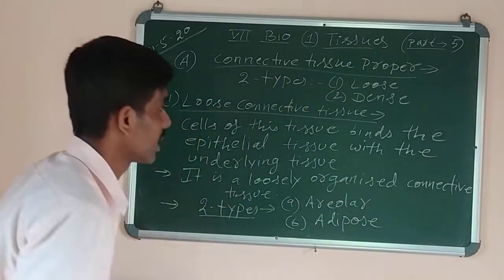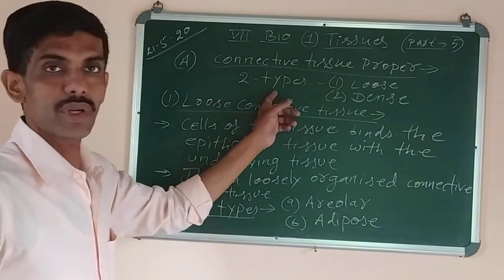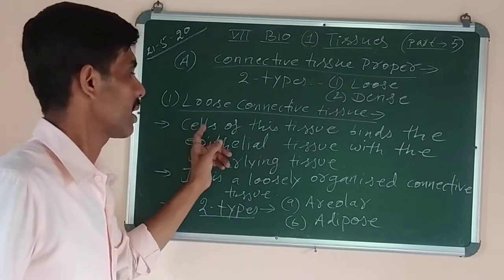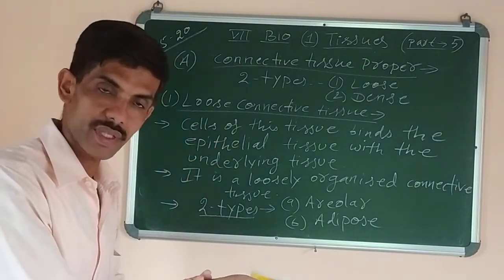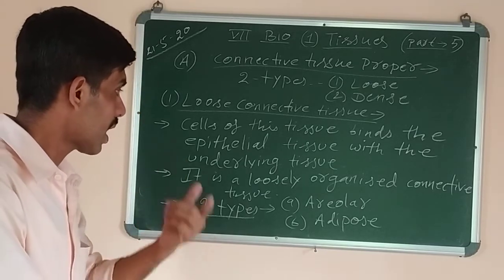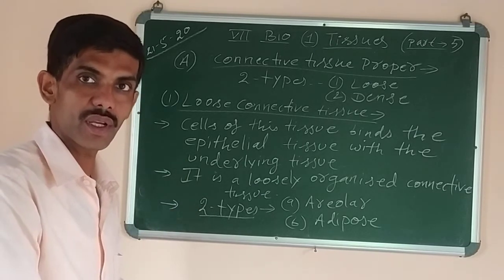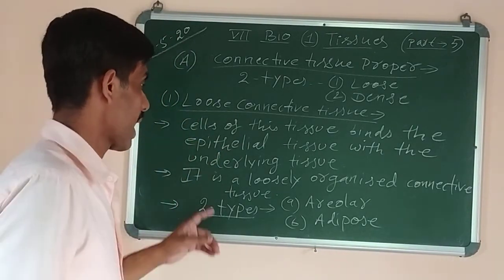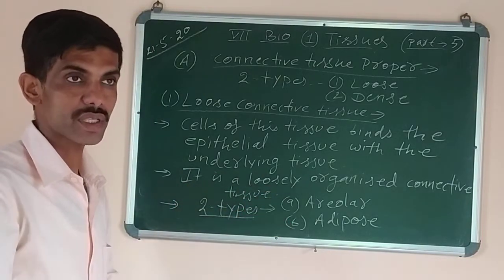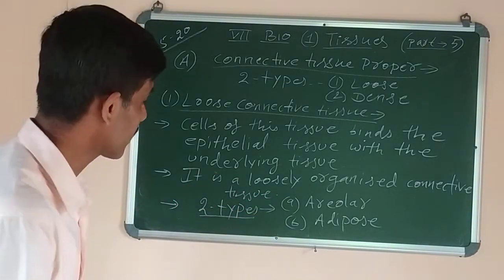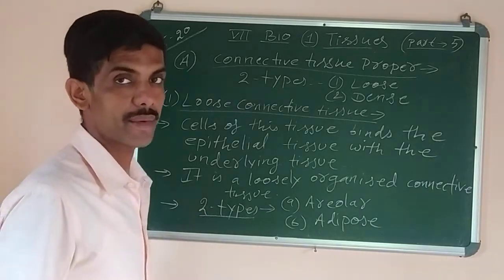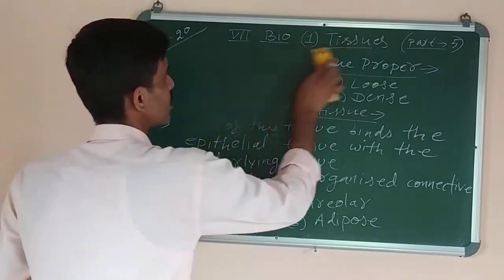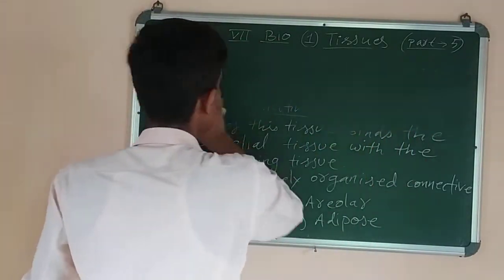Alright. Now next, you can check that connective tissue proper is of two types, loose and dense. Loose connective tissue is the one in which the cell binds the epithelial tissue, that is the outermost covering tissue, with the underlying tissue, means whatever tissue or muscles are below, it is attached with them due to the presence of loose connective tissue. And it is loosely organized connective tissue because the cells are loosely arranged in this type. How many types of loose connective tissue are there? Two types: areolar and adipose. So first we have to start with areolar connective tissue.